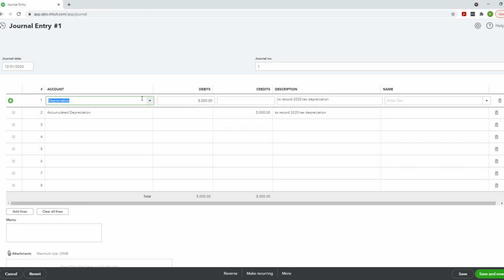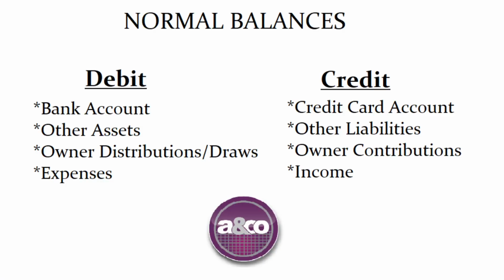This is an increase to depreciation expense. Then we look at our normal credit balances. We can see we've got our credit card account. So if we make a purchase on our credit card, it makes our credit card balance go up, that's a credit. The same would be for other liabilities.